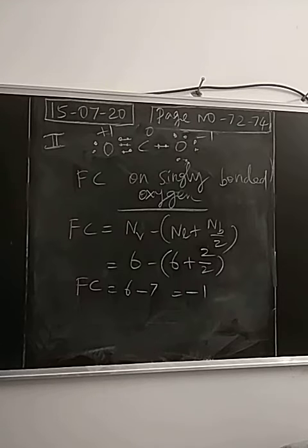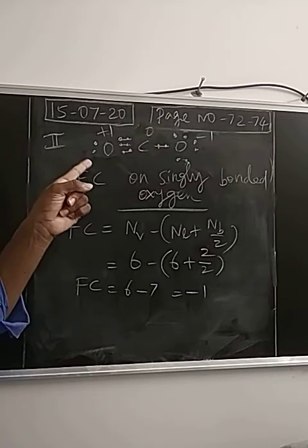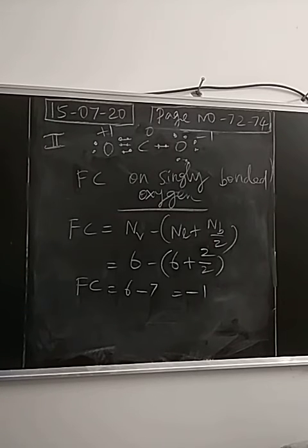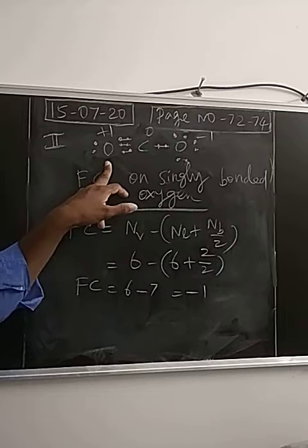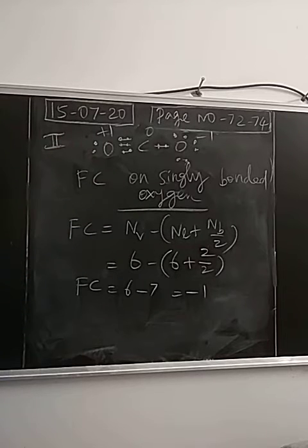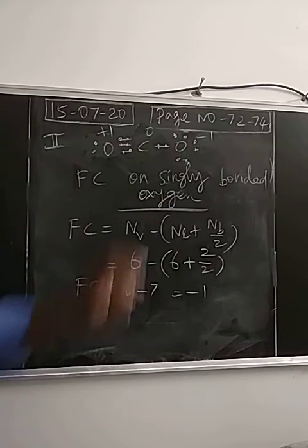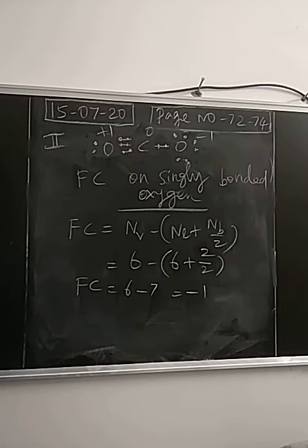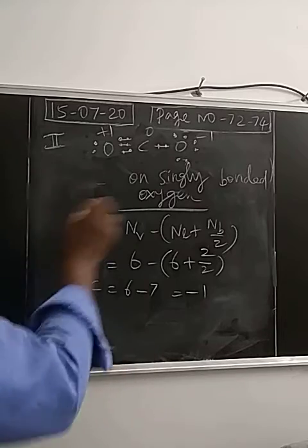So using the formal charge calculation method, we have found the formal charge of each atom in the second possible Lewis dot structure. For triply bonded oxygen, formal charge is +1. For the central atom carbon, 0. For the singly bonded oxygen with the carbon, it is minus 1. So all the formal charge values we have calculated.